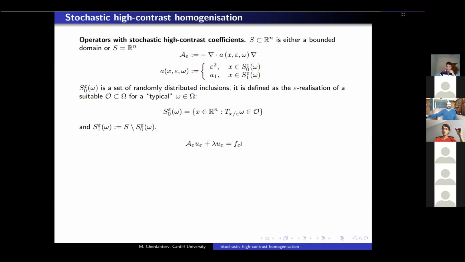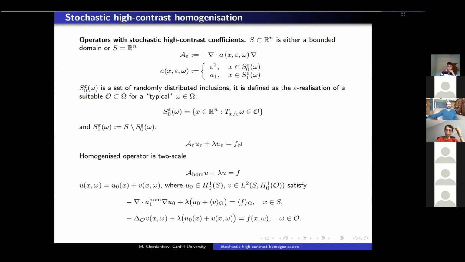We look at the same resolvent problem and pass to the limit. In fact, passing to the limit in this setting is not much more difficult than in the periodic setting. It is very straightforward, using more or less the same tools. Standard two-scale convergence, the standard tool in homogenization, is replaced with stochastic two-scale convergence, but basically they are very similar notions. And so you obtain this homogenized operator, which, as in the periodic case, is of two-scale nature.